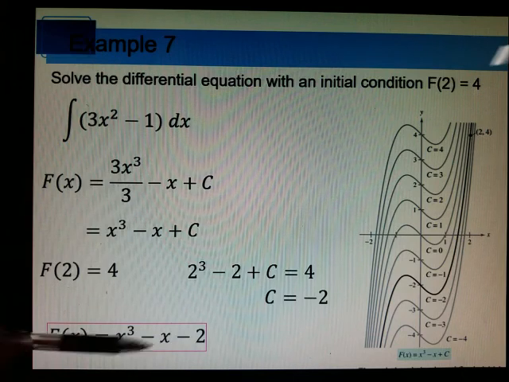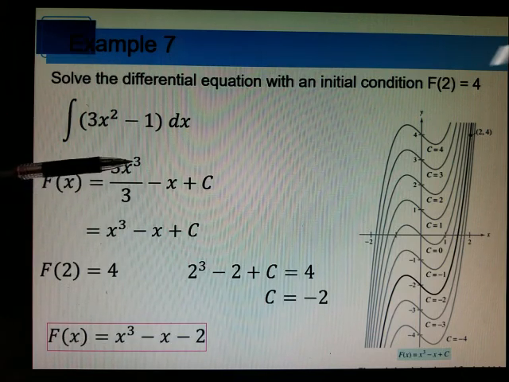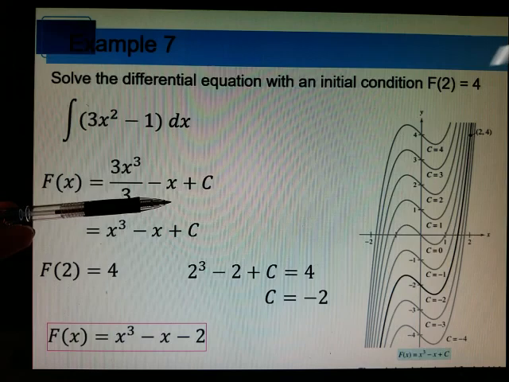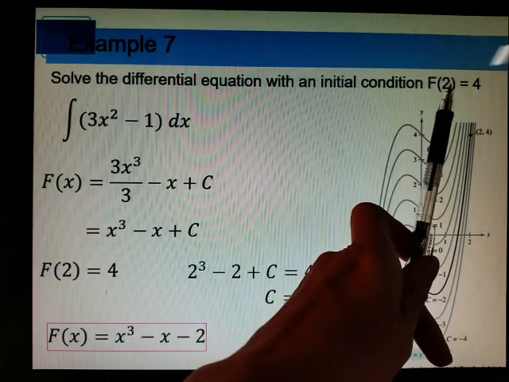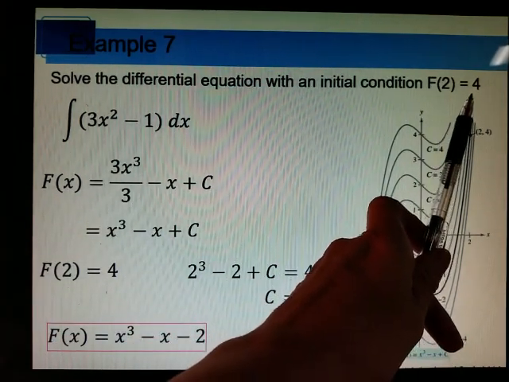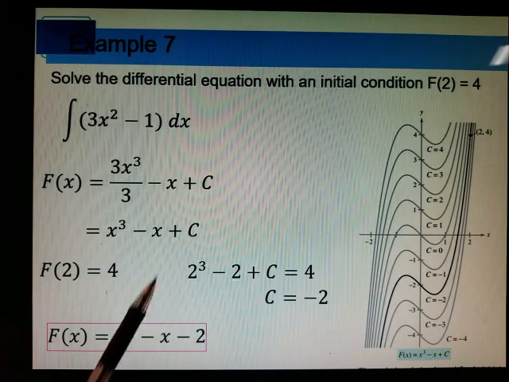There's our final answer. So again, you just integrate like normal. You add 1 to the exponent and divide, your plus c. But you have to plug in this x value to equal this y value so you can find the value of c to get your final answer.